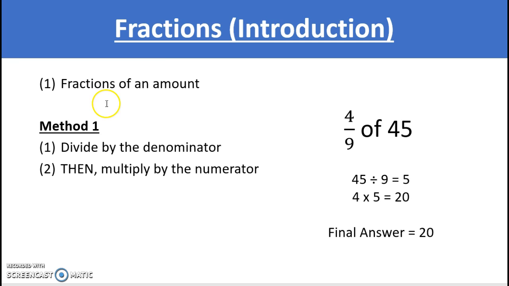So the very first one, fraction of amount. So let's say you got 4/9 of 45. So your typical way that your teacher might have taught you is you take 45, divide by the bottom, which is 9, then times by the top to get 20. So divide by the denominator, then multiply by the numerator.